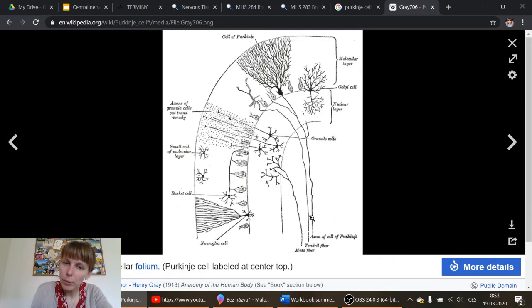So the cerebellum is processing all kinds of sensory information. It's making you able to stand straight and coordinate your movements. And to be able to do that, it needs really complex processing. So that's what happens in all these regions of the cortex.